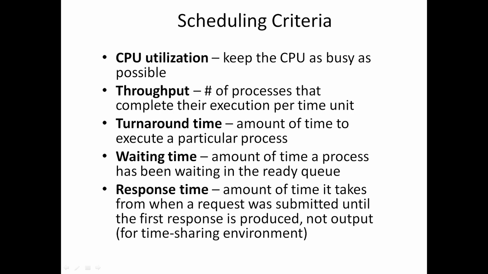The third one is turnaround time. Turnaround time is the interval between the time of submission of the process and the time of completion of the process. Then waiting time. We know that once a process is ready for execution, it is moved into the ready queue. The amount of time the process has been waiting in the ready queue is called waiting time. Then response time. Response time is the amount of time it takes from when a request was submitted until the first response is produced.